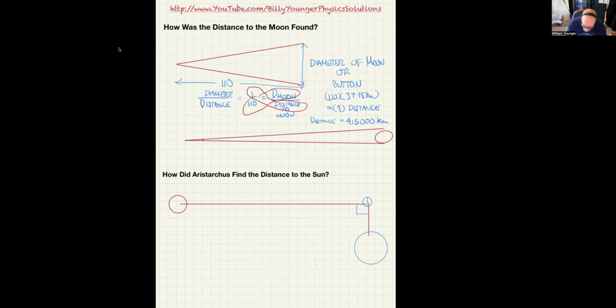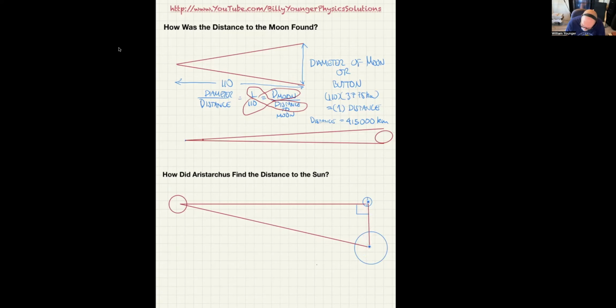And with a right triangle, as long as you have, for instance, the length of one side, and you know one angle is a 90 and you know another angle, then you can automatically find out what the other parts of the triangle are. So using basic trigonometry, he was able to. All he had to do, though, was to measure this angle.